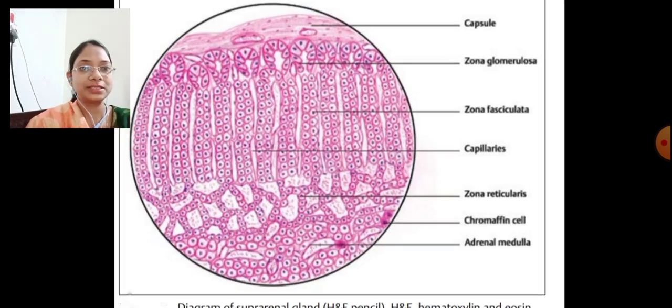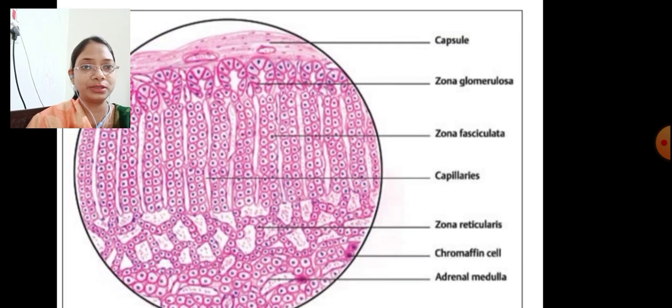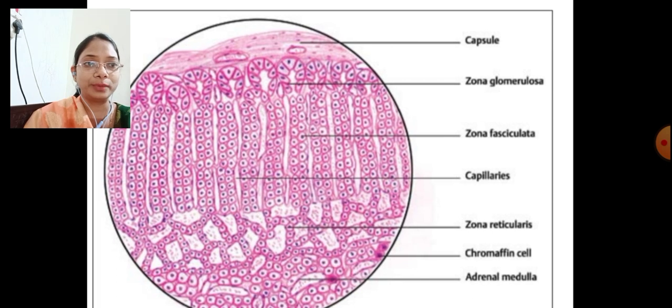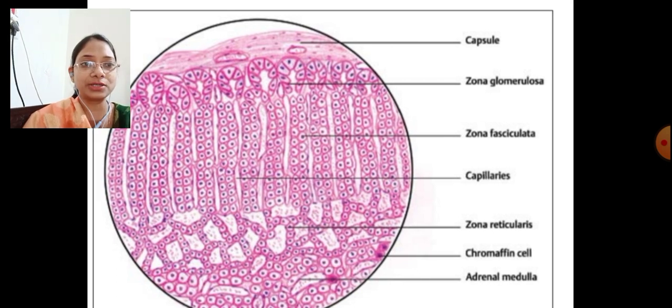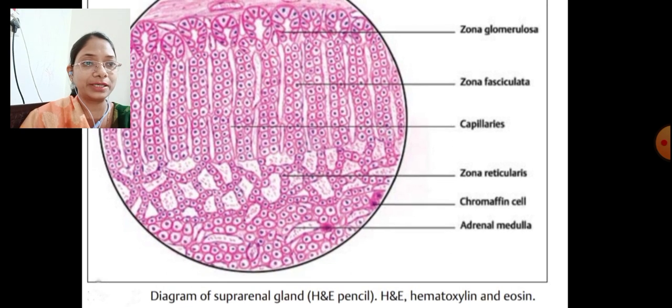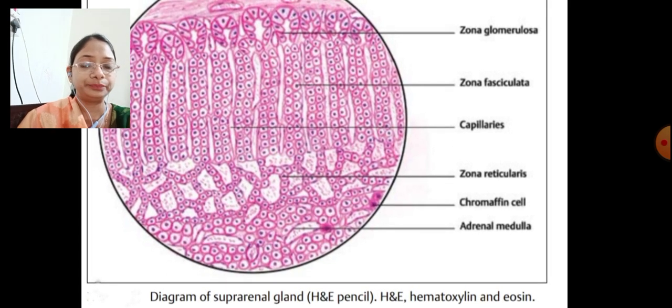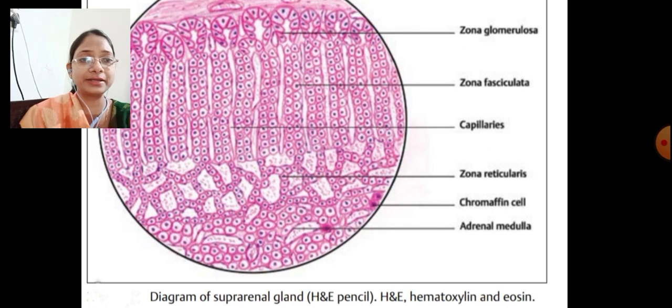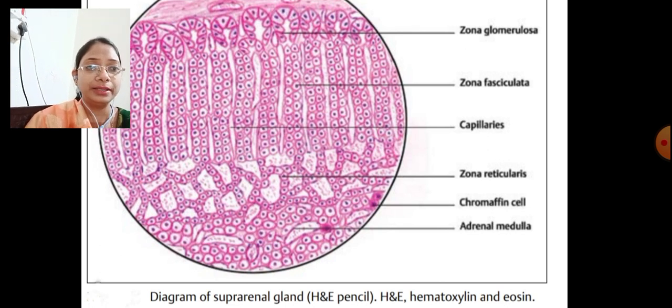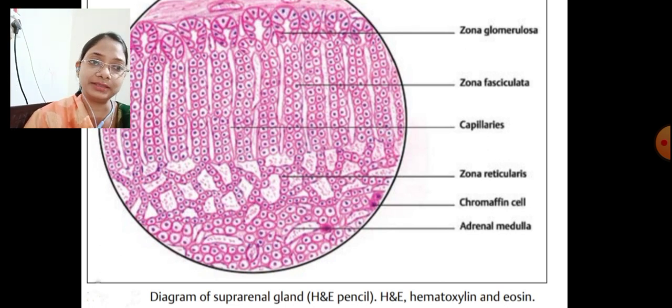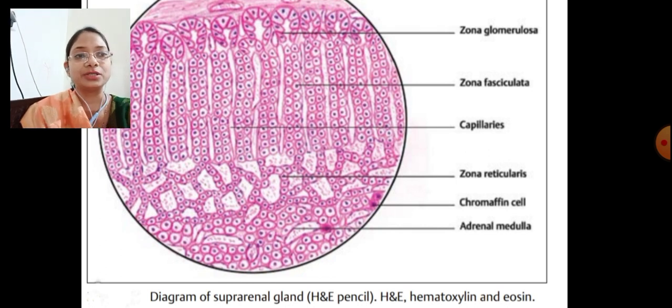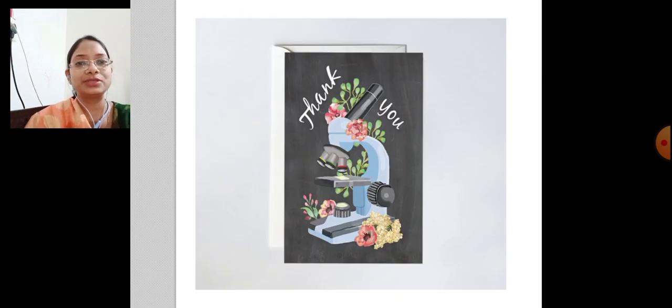So this is the histological slide, which is very important. The outermost layer is the capsule, then the acini-like structure, zona glomerulosa, then the column-like structure in the cortex, that is zona fasciculata. There are somewhere blood capillaries also. Then network-like cells are arranged in the zona reticularis. Then chromaffin cells can be seen in the adrenal medulla region. So this is all about the adrenal gland histology.